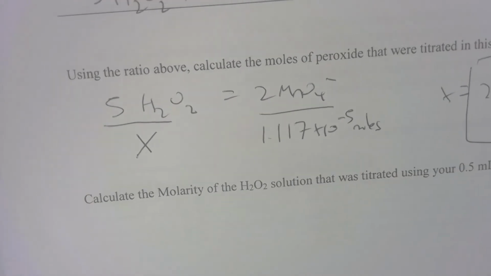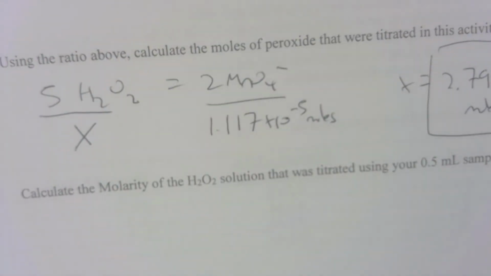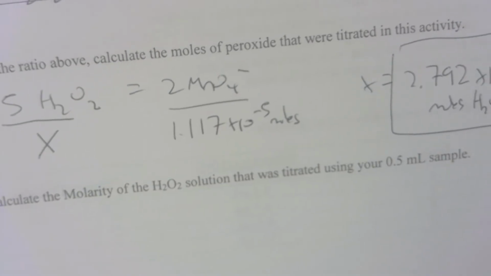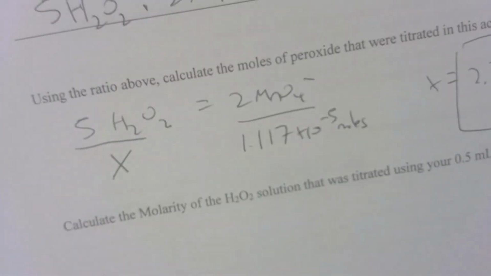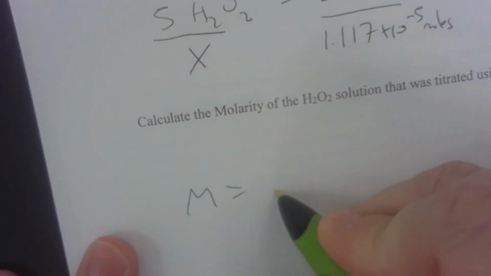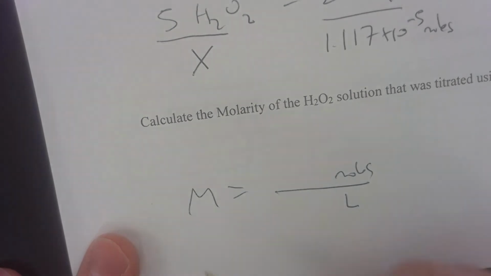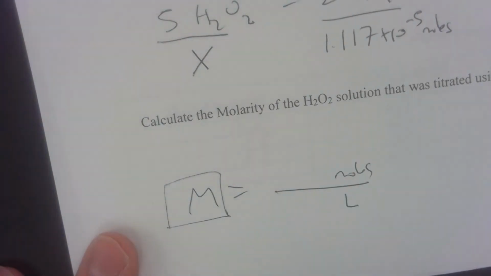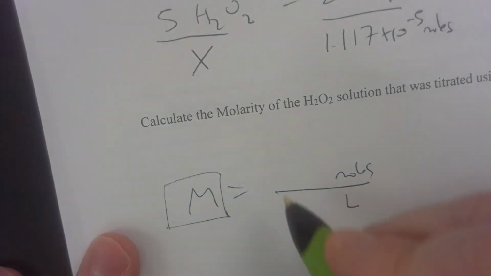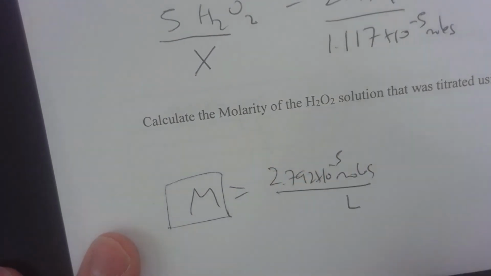All right, bottom of the page. Now what I want to do is calculate the molarity of the H2O2 that I titrated in that 0.5 milliliter sample that was in the well plate. So once again, molarity equals moles per liter. I am looking for the molarity. What were the moles of peroxide? Well, we just figured that out, 2.792 times 10 to the minus 5.